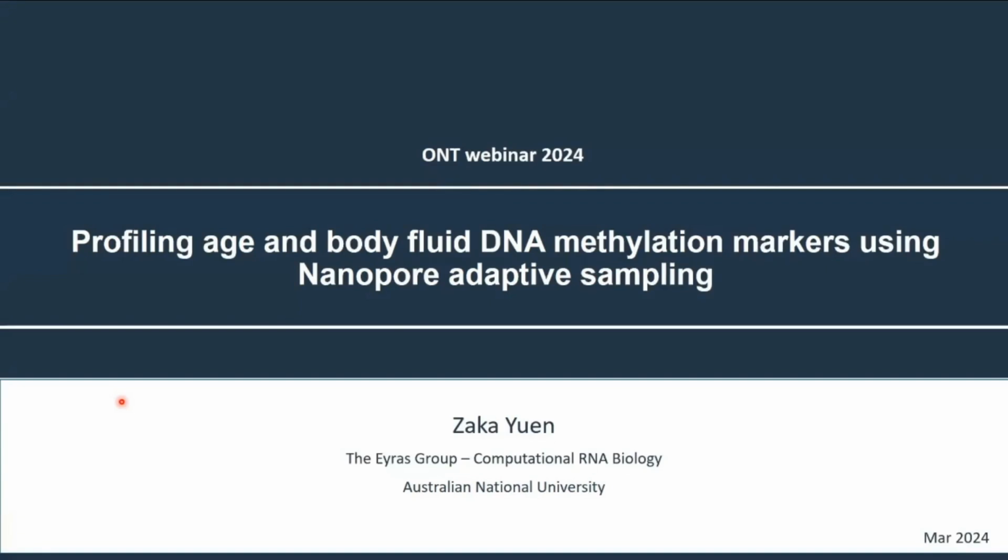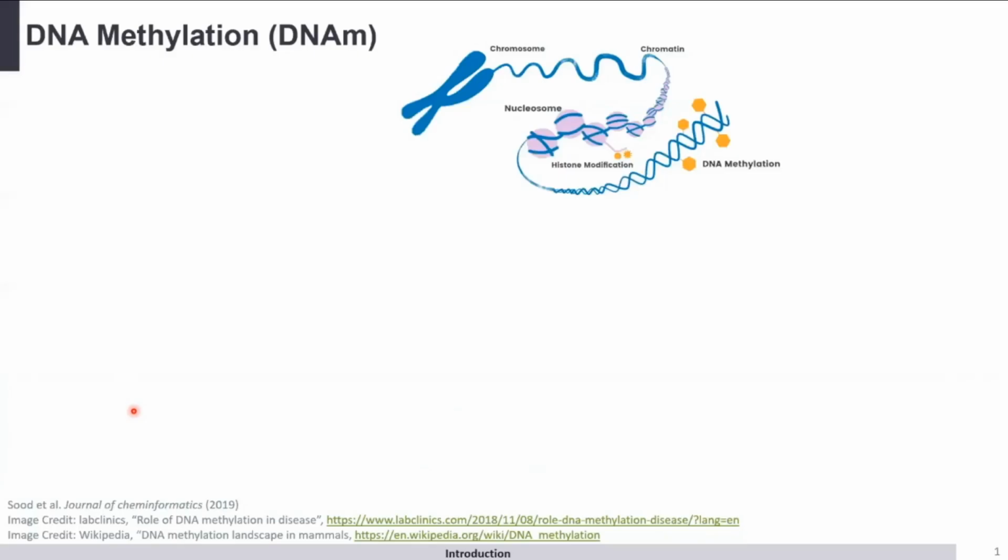Today, I'm excited to share insights into our work on profiling DNA methylation for age and body fluid markers using nanopore adaptive sampling. DNA methylation is one of the epigenetic modifications crucial for regulating genome stability, gene expression, and mammalian development. It also plays significant roles in disease progression and aging.